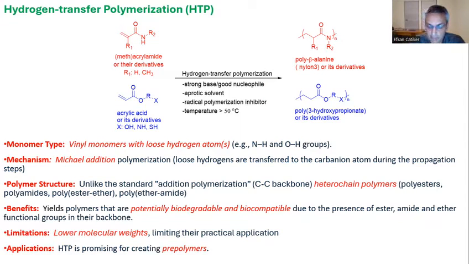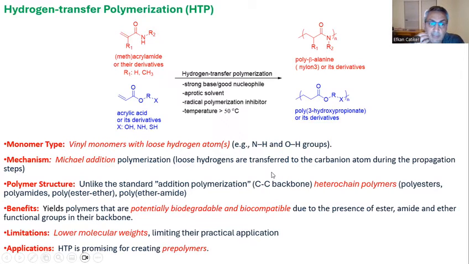We used hydrogen transfer polymerization. It's a polymerization method using some acrylamide or acrylic acid or their derivatives and some strong base or good nucleophiles as initiator. Polymerization undergoes in aprotic solvents. During the polymerization, Michael type addition occurs. That's why we obtain heterochain polymers, not the addition polymerization product with a C-C bond backbone.